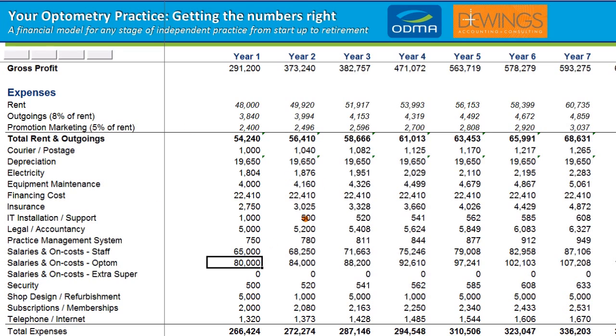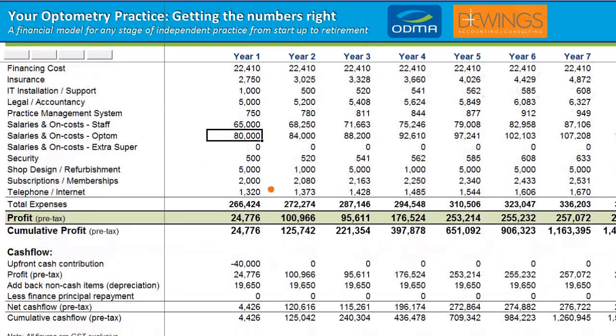So if we take into account all of these numbers in this example, we end up with a profit of sort of $25,000 or so. And that increases year on year. There's a little dip here, and then it continues to increase after that as the practice grows and becomes more established and is able to see more patients.